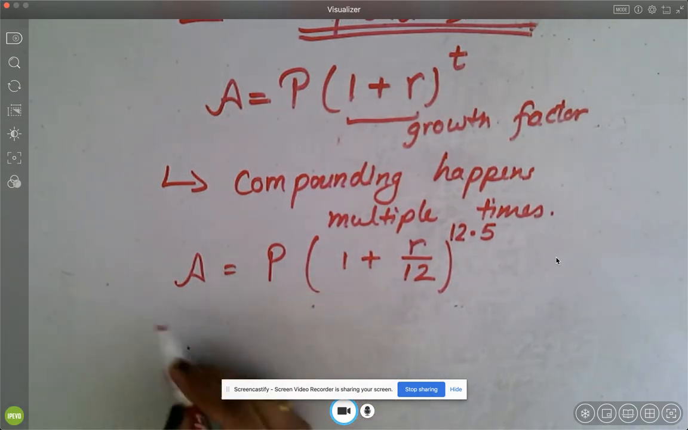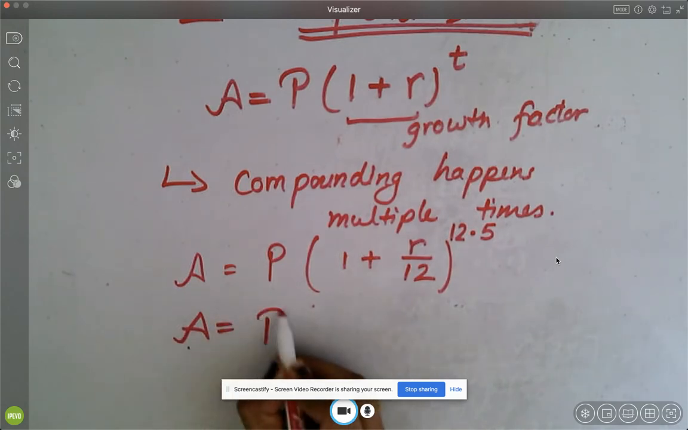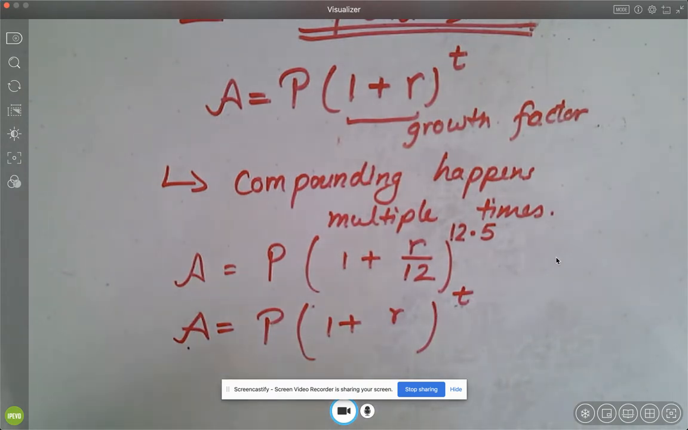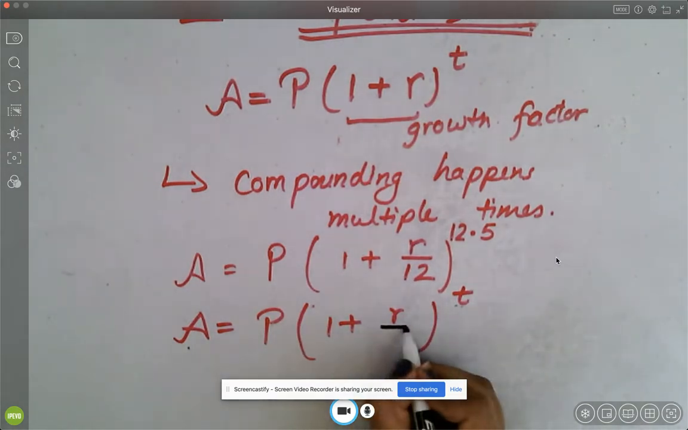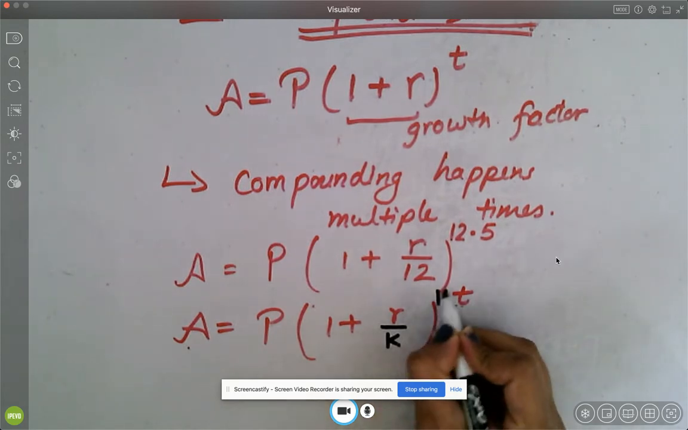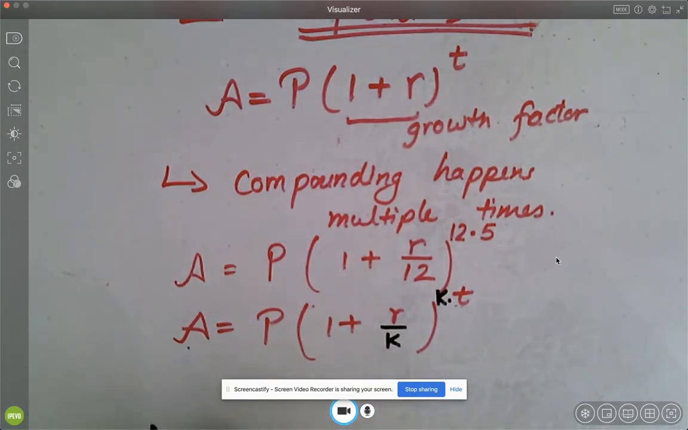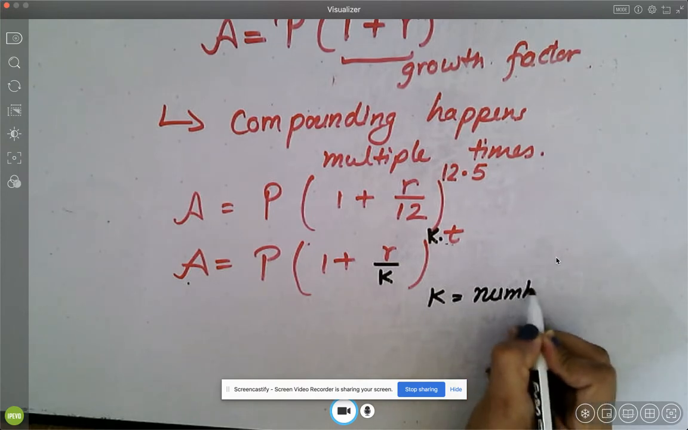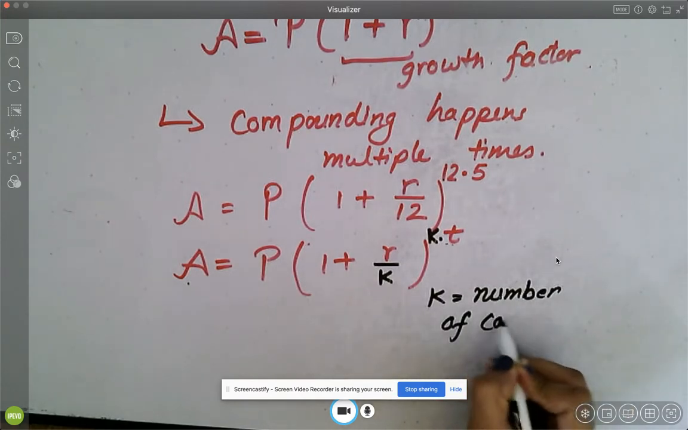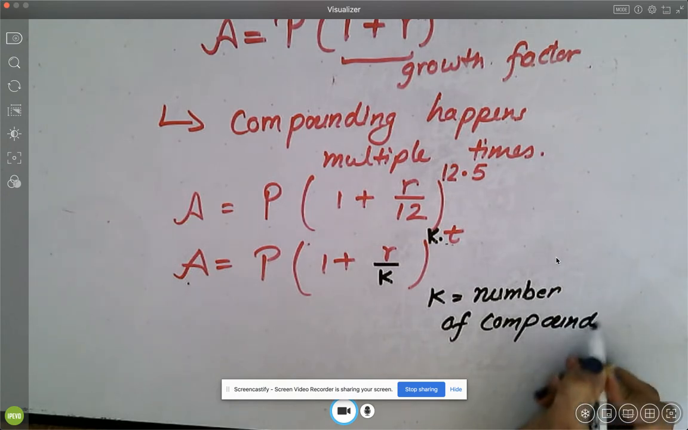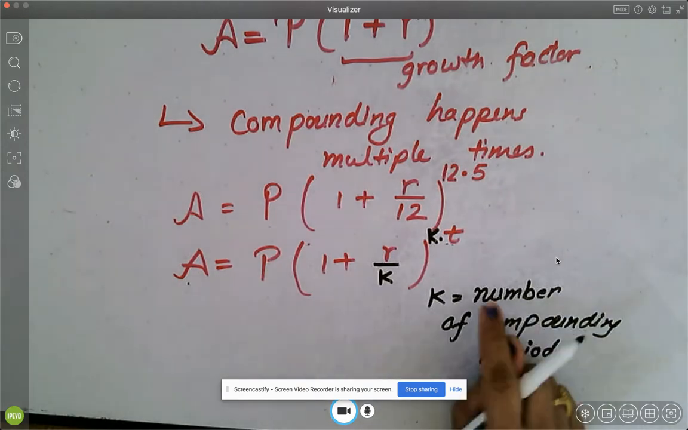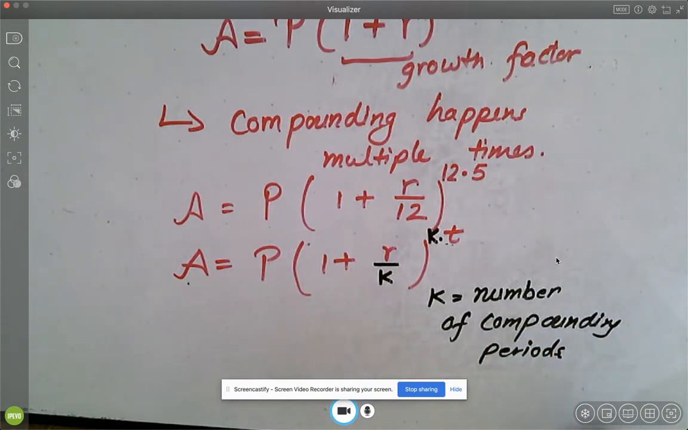So let me just write a general equation. It would be A equals P times 1 plus rate, and this time stays the same. But now there's a piece that's going to get added to this equation. Let's say this is K, and this same K would go up there. What is this K in this equation? K is equal to the number of compounding periods. Basically, this K is going to be different based on what problem you're looking at.